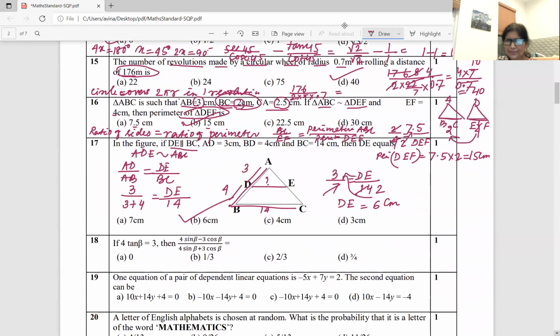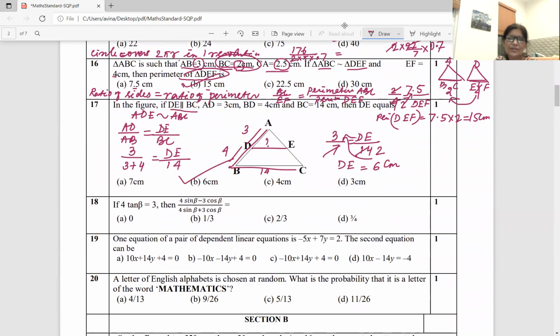Next. If 4 tan B is equal to 3, then find (4 sin B minus 3 cos B) upon (4 sin B plus 3 cos B). Options are 0, 1/3, 2/3, 3/4. तो ये बहुत एक common question है, ये book में भी है. तो आप देखेंगे जब ये 4 sin B है और ये 4 tan B है, तो इस इन से हम tan B बनाने की कोशिश करेंगे. कैसे? Now, sin B by cos B is tan B.